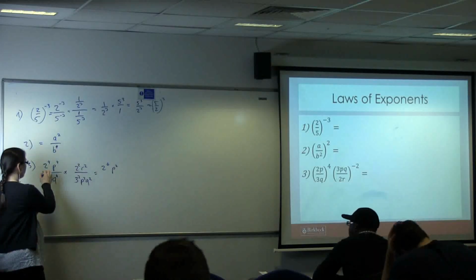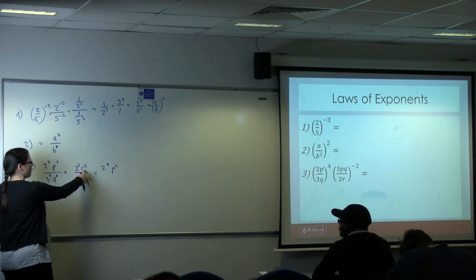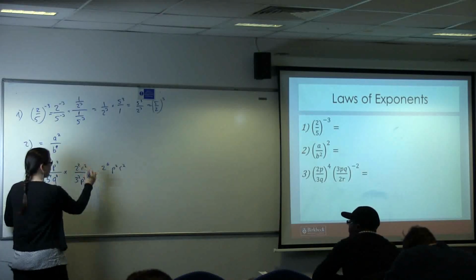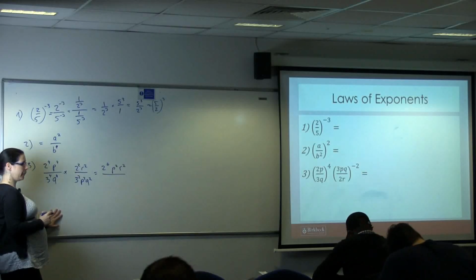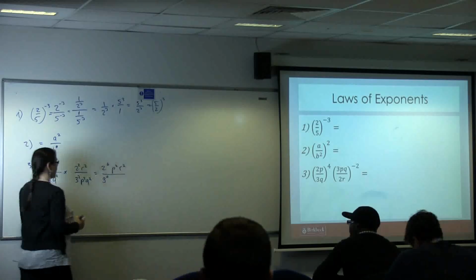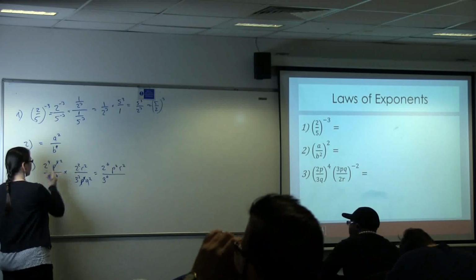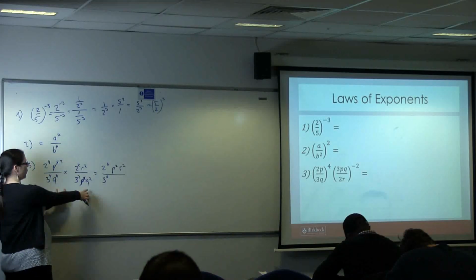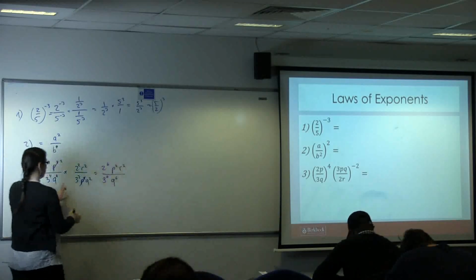So I've dealt with 2, I dealt with p. R is at the top and there is no other r, so that will be staying there. And that's all the terms in the numerator. What else do we have in the denominator? The 3. So that's going to be the same way, 3 to the 6th. The p we cancelled down. And then we still have the q's. So that will be q to the 6, add and add.